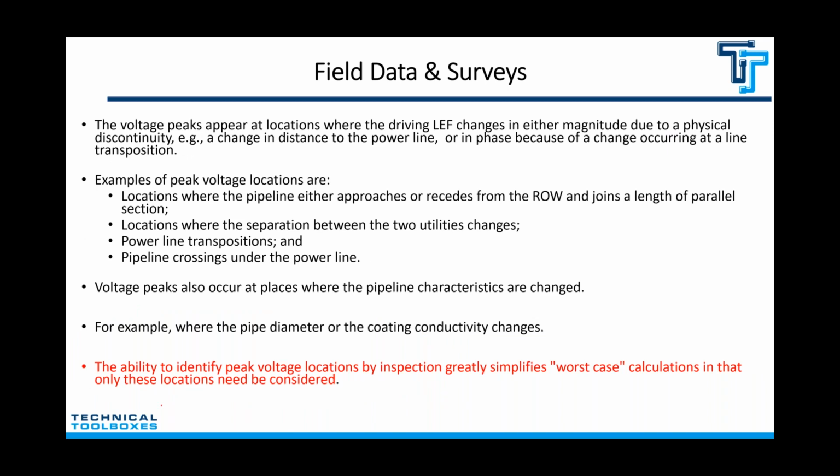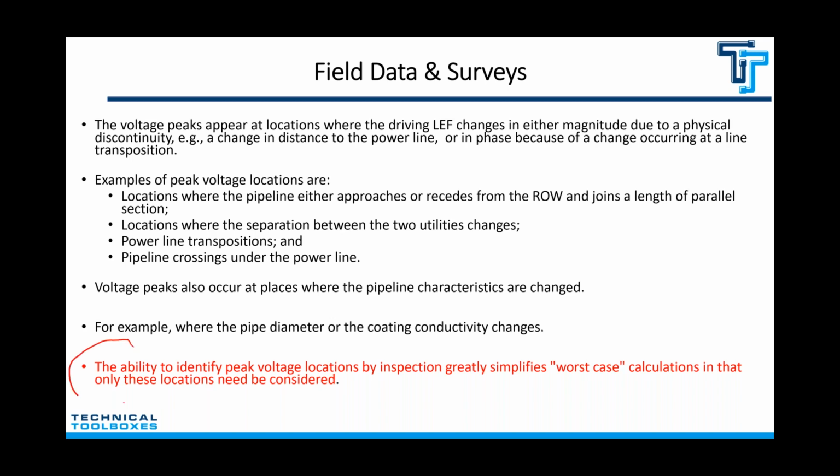Like I told you, we know what area they're going to be in, and we just don't know how much they're going to be. So, we're looking for anywhere that the pipeline geometry with the power line changes, or anywhere where the separation between them changes, or where the power lines themselves change. That's a transposition, where their spacing changes. Anywhere that we might cross under a power line. And anywhere the pipeline characteristics might change. We're going to look in those areas as well, okay?